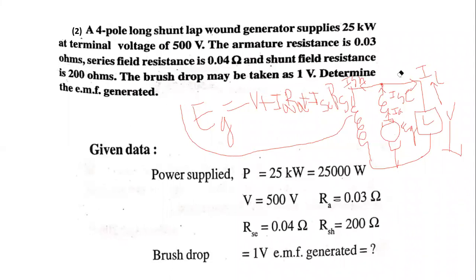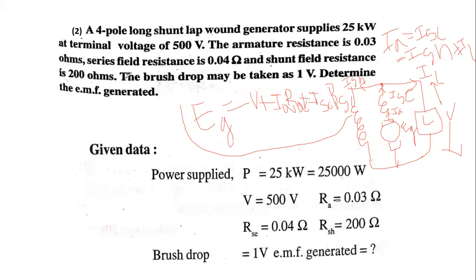Next, similarly, we write down the equation for the currents. IA is equal to ISC. Series connection means the same current flows through the armature and the series field winding. Therefore IA is equal to ISC, the series current, and that series current is divided into two currents, that is ISH plus IL.